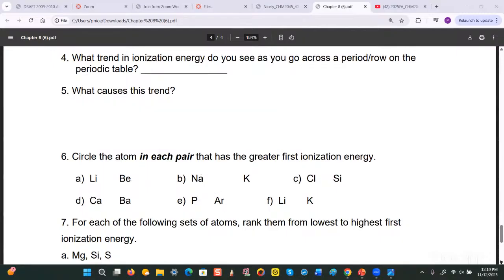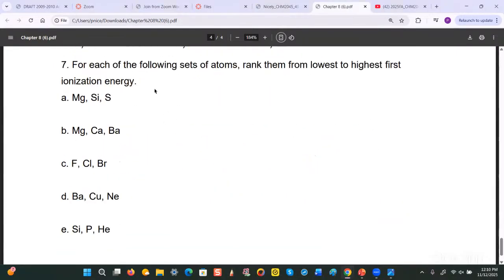And then in number 7, it says, for each of the following set of atoms, rank them from lowest to highest in terms of the first ionization energy. All right, so you're going to start from lowest to the highest in each of these. So let's look at the first one. In the case of A, you have magnesium, silicon, and sulfur, which just so happens to be the same period. So which would have the lowest first? Magnesium. Magnesium, followed by silicon, followed by sulfur. So basically the same order as given.